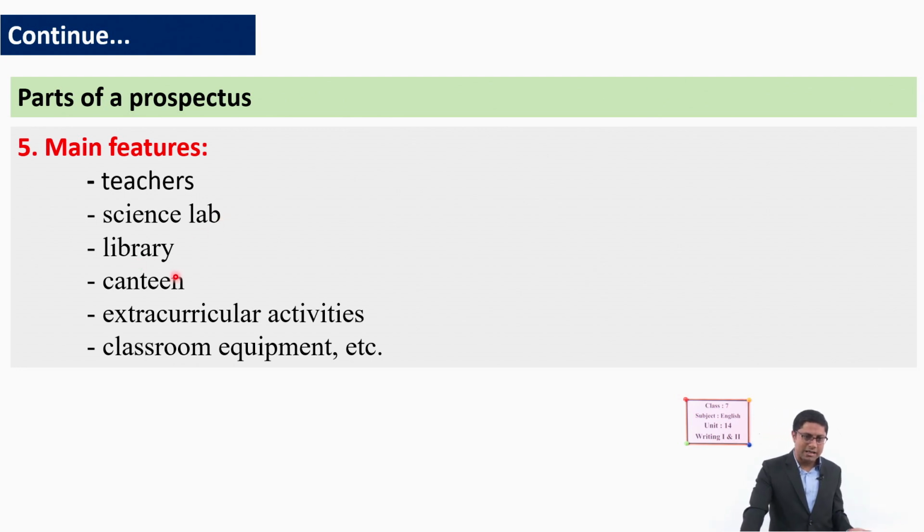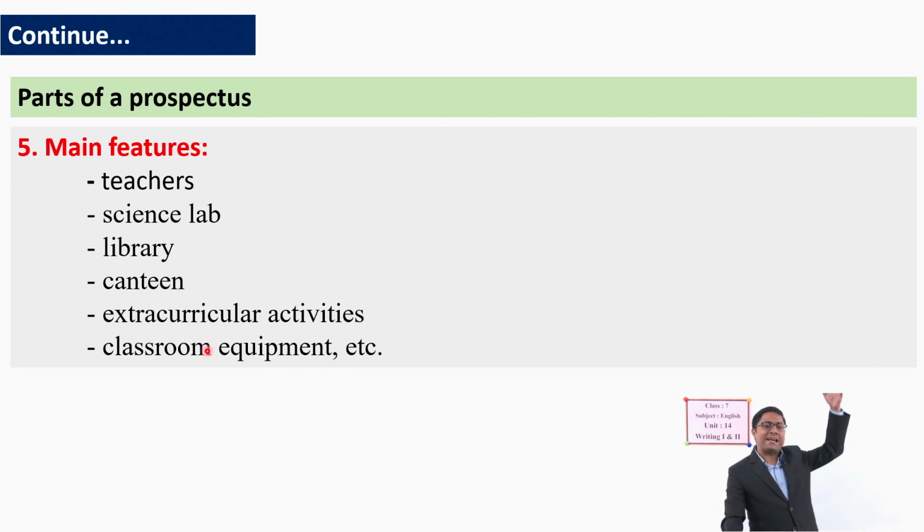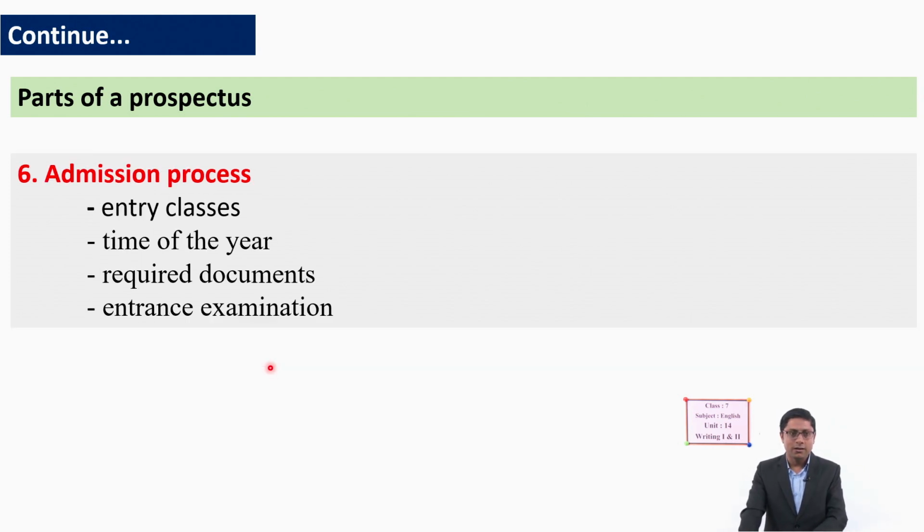Similarly, your school might have got a science lab, you need to talk about that. It might have got a library, you need to talk about that, canteen. Similarly, your school might run extracurricular activities. For example, on Fridays you might have quiz contest, spelling, games, for example, sports, races, athletics, such things you need to mention. Similarly, you need to talk about classroom equipment also. For example, there may be a smart board in your classroom, projector in your classroom, you need to talk about these things. Okay?